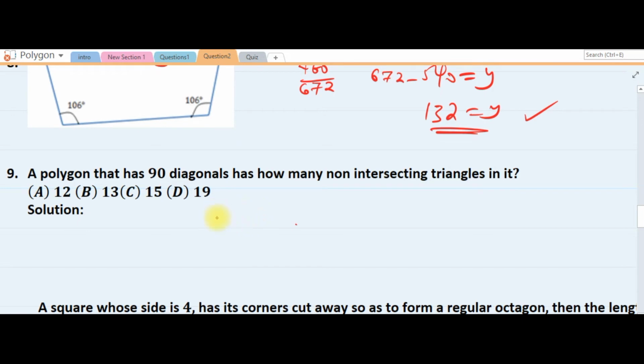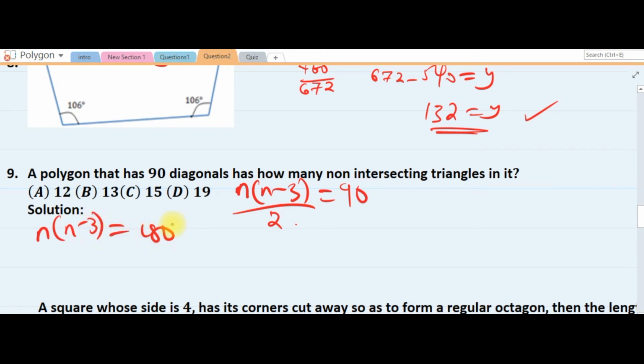So the next question, we are given the diagonals of a polygon. We are asked to find the number of non-intersecting triangles in it. So we've known that n times n minus 3 over 2 is always the number of diagonals of a polygon. So we'll cross multiply, which implies n times n minus 3 must be 180, as I cross 2 times 90 is 180.